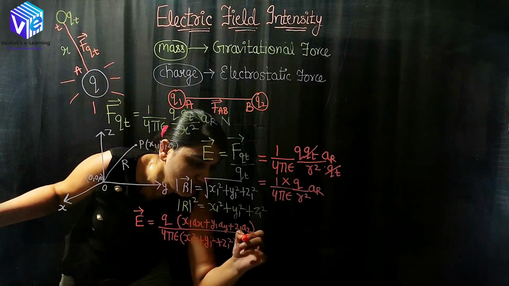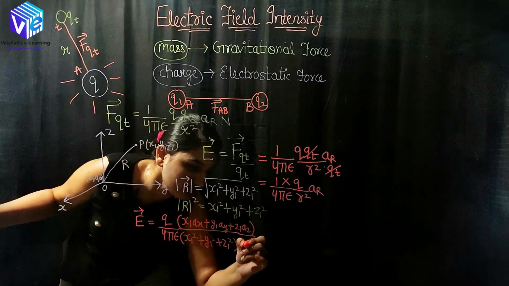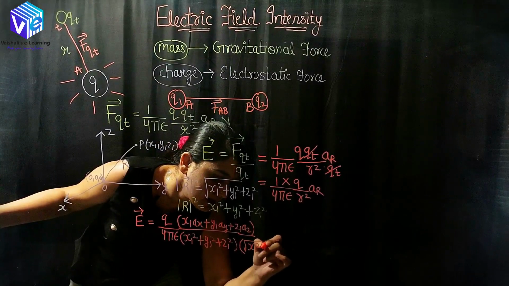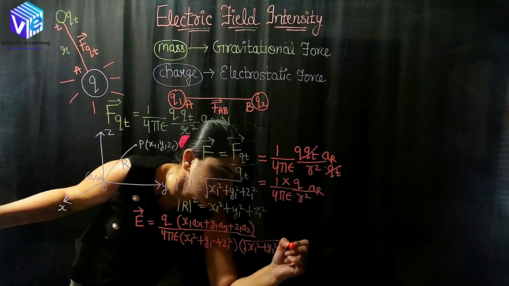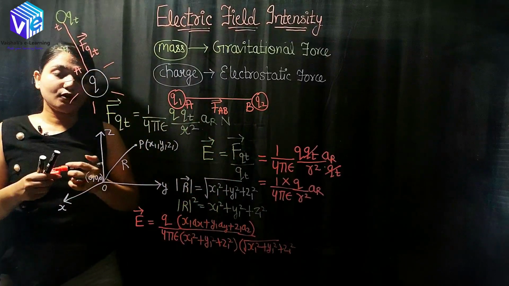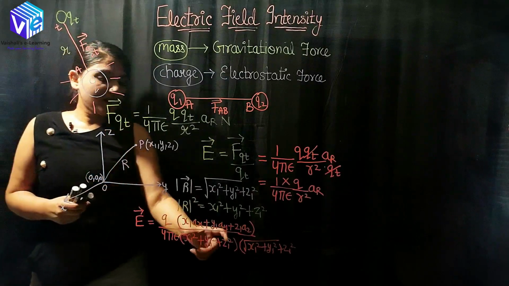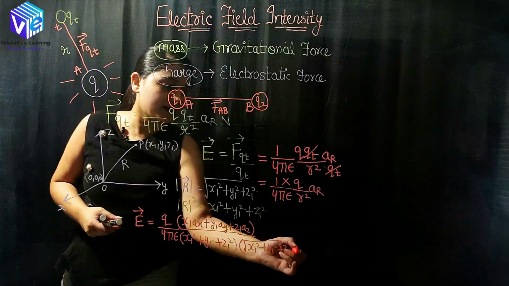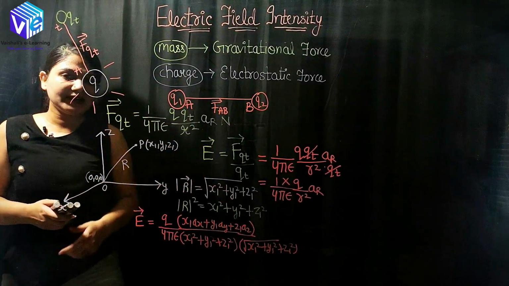Okay, so now if I divide it by the magnitude, what is the magnitude? Magnitude is under root x1 square plus y1 square plus z1 square. Okay, if you recall the formula of the electrostatic force, there also I had these two multiplications in the denominator. So now what would be the output of the multiplication?